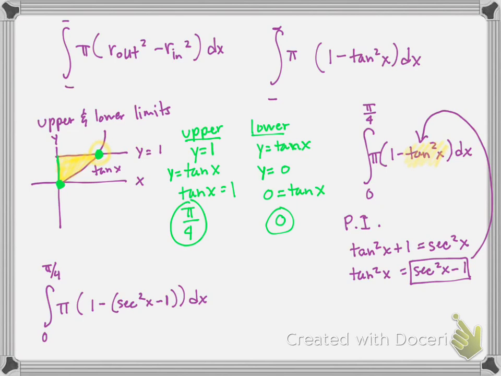Okay, so if I distribute the negative sign, I get 1 minus secant squared x plus 1. So 1 plus 1 is 2. So I get 0 to pi over 4 pi times 2 minus secant squared x dx. Okay, my next step is going to be to move pi outside of it. I'm going to integrate it, and then I'm going to evaluate it at the upper and lower limit.